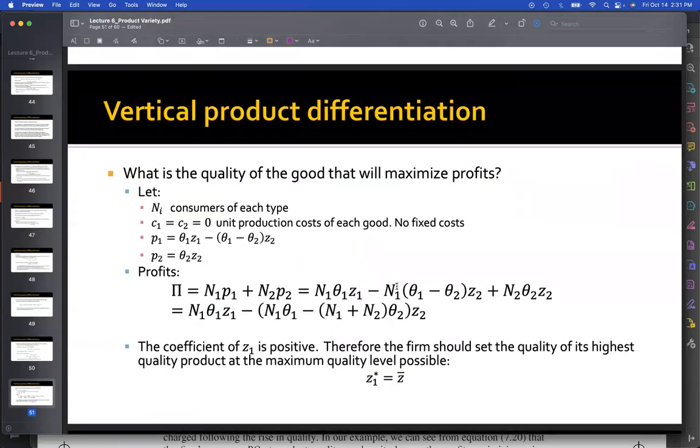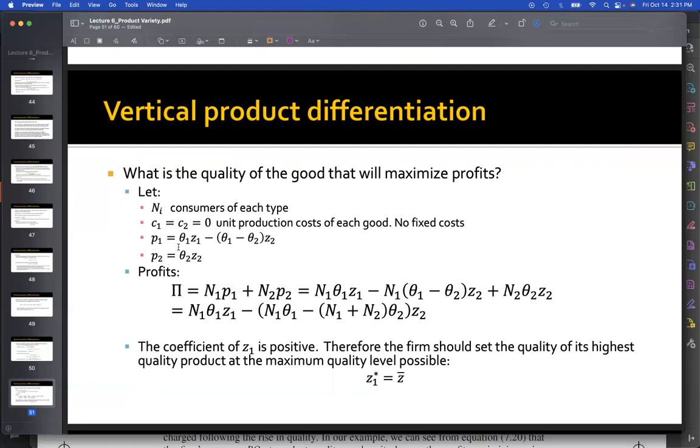Okay, so our final topic here is: what is the Z, or what are the Z's? Z1 and Z2. Exactly. What are the Z1s and Z2s? So let Ni be the consumers of each type. Again, no production costs.